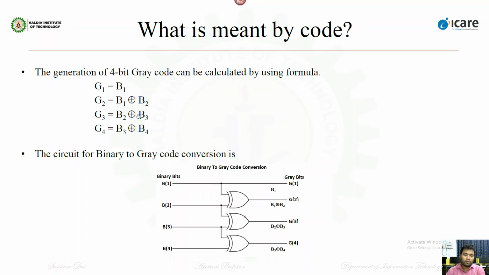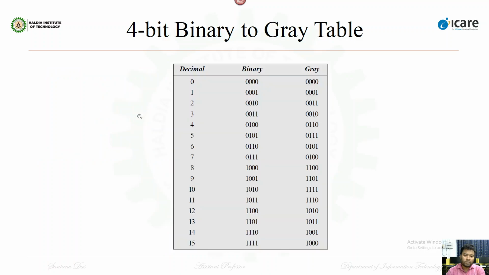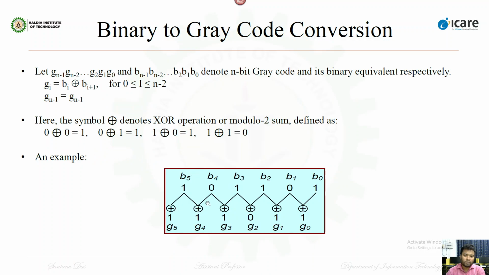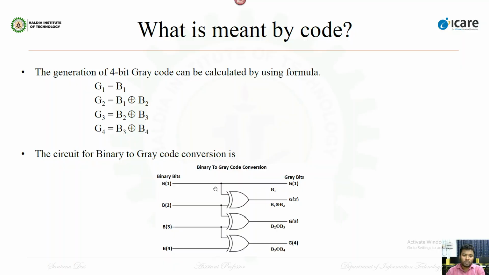We already discussed here what the operations performed are. That is, the MSB bit is going to be as it is, and then the MSB bit is going to be XORed with the next bit. So here the rule is the same. The first bit is going to be as it is, and then the first bit is going to be XORed with the next one, and so on.